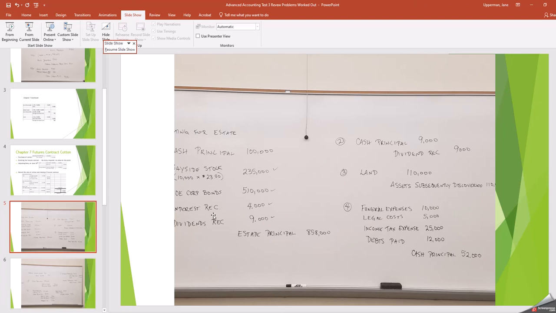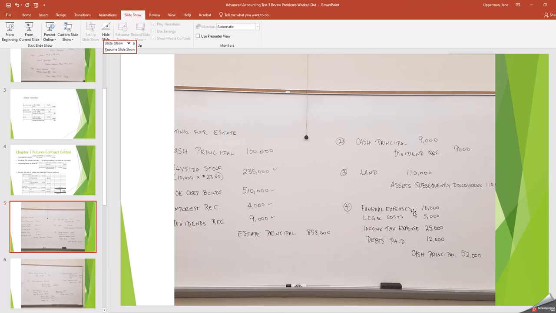Then there was some interest due on those bonds, and some dividends due on the stock. So we'll set those up as separate receivables, again as of the day of death. Then as the money comes in, as we collect on those dividends, it goes into our cash principal, because eventually we want to turn all of this into cash principal, and then we'll distribute it. Then they discover that she had a tract of land that nobody knew about. Again, you look at the fair value of that land, which is $110,000. Instead of crediting estate principal, we credit assets subsequently discovered for that $110,000.